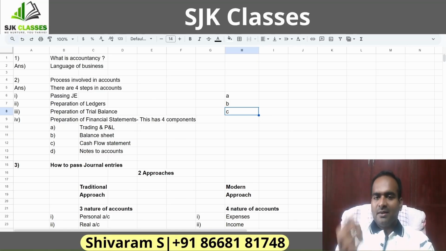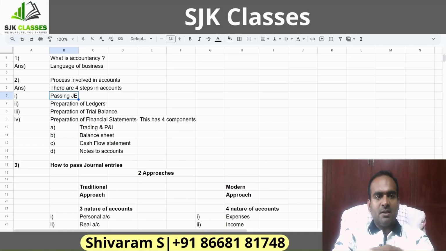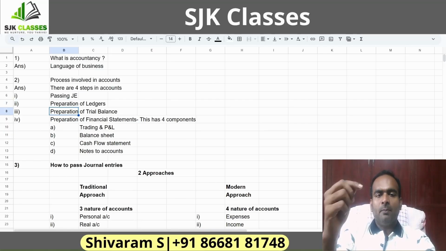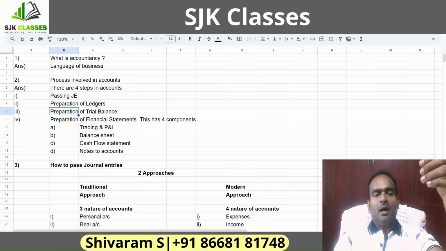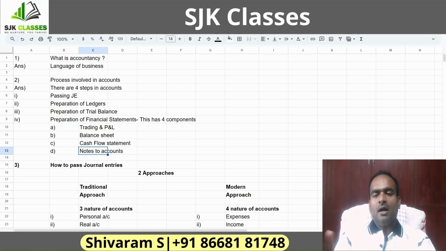Similarly, in accountancy, the first step is passing the journal entries. That's like our ABCD of accountancy. Only if you start with journal entries, you can move to the next stage. How to pass the journal entries we'll be covering in today's session. Once the journal entry is passed, the second step is preparation of ledgers, followed by preparation of trial balance, and finally the fourth step is preparation of financial statements. So accounts start with journal and end with financial statements. In financial statements, we have 4 components: trading and P&L account, balance sheet, cash flow, and notes to accounts. Once all these 4 points are covered, accountancy will be over.